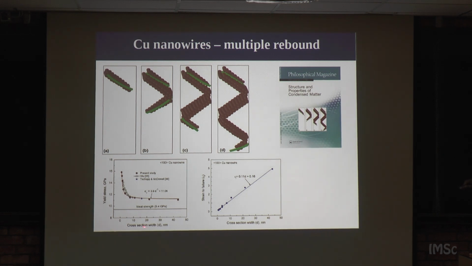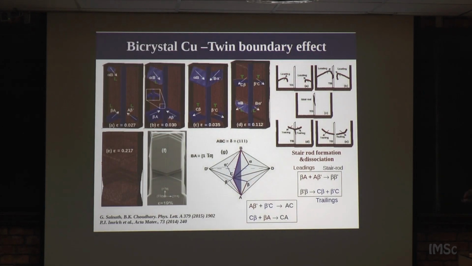And this is how the yield strength varies with respect to cross section size, and this is how the failure strain varies with respect to the nanowire size. And in copper also we have seen how the twin boundaries influence the deformation. You can see these are vertical twin boundaries, and if you apply a load here, various dislocations nucleate and interact, which leads to a stair rod formation at the grain boundary, and with further deformation the stair rod again dissociates into two trailing partials, and that leads to the formation of a full slip from two partial slips.